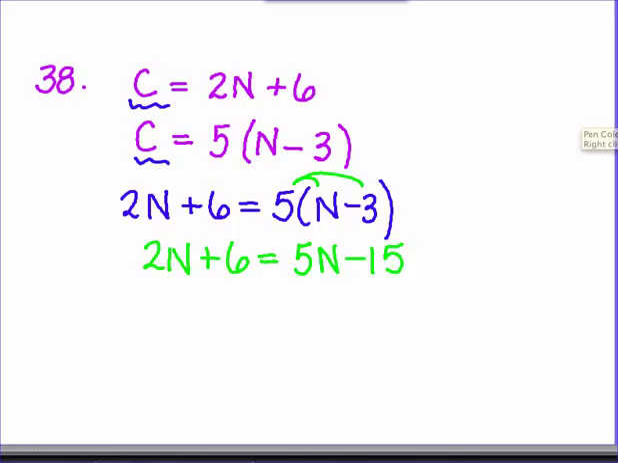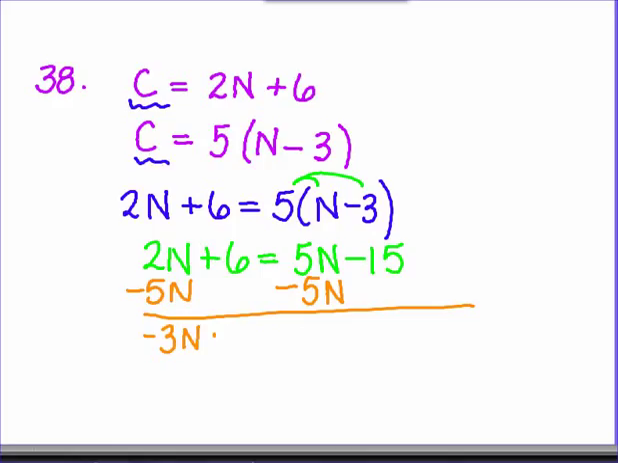So what do we need to do now? Get the n's. Okay, so subtract. Which one do you want to move, the 2 or the 5? The 5. Okay. I would probably move the 2 just to keep things positive, but I heard a couple of you say move the 5, so let's go ahead and move the 5 here. In which case I get negative 3n plus 6 equals negative 15.